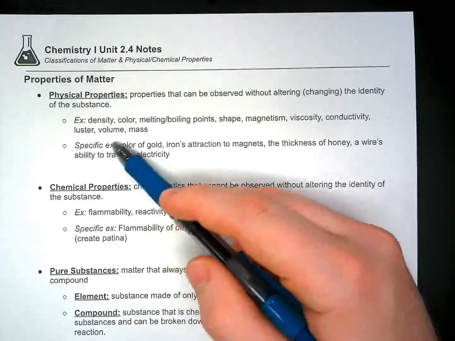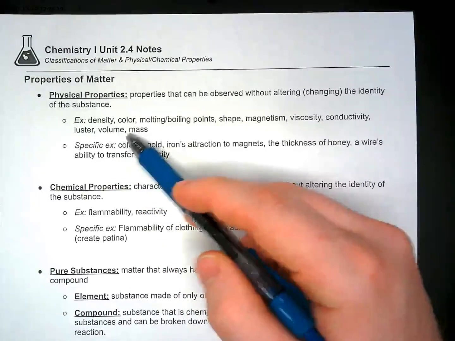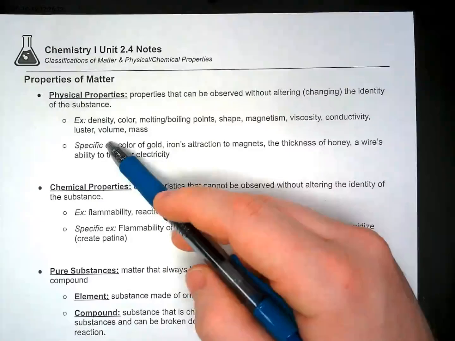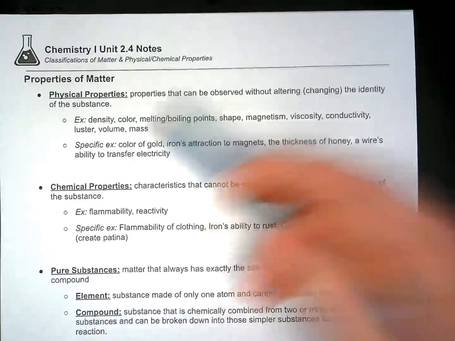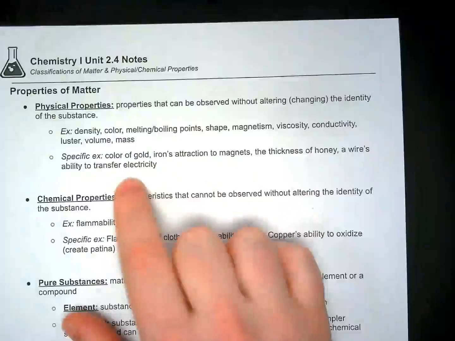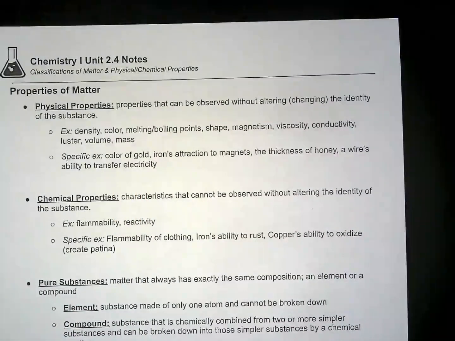How bright is it? Volume and mass, that pretty much is compiled in density, but how much space does it take up? And then how much matter does it have? So here are some specific examples of physical properties. You can read these yourself, but they're pretty good examples.